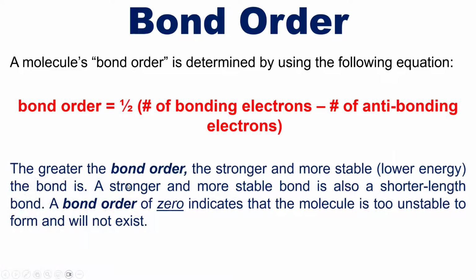The greater a molecule's bond order, the stronger and more stable, or lower in energy, its bond will be. A stronger and more stable bond is also a shorter length bond. So shorter bonds are stronger bonds. A bond order of 0 indicates that the molecule is too unstable to form and hence will not exist. In other words, in your MO diagram, the number of electrons in the top box would be equal to the number of electrons in the bottom box for a bond order of 0.